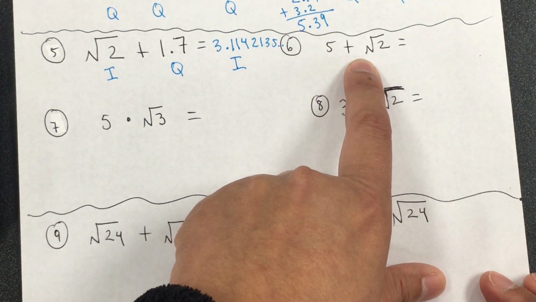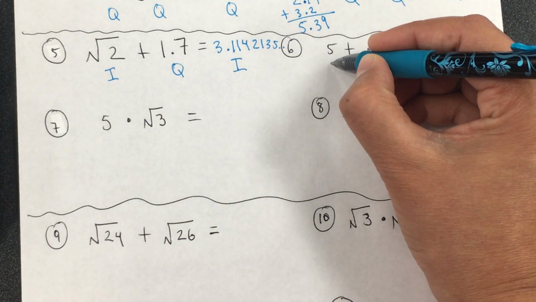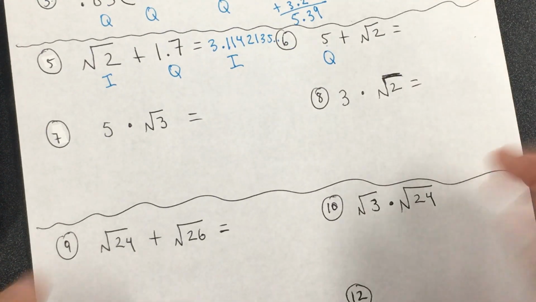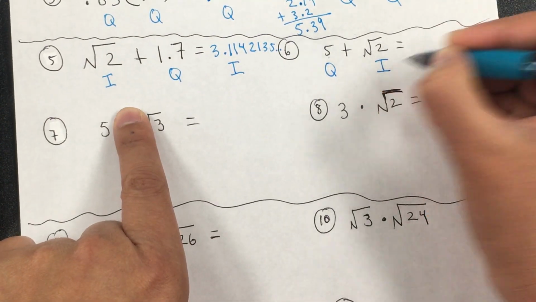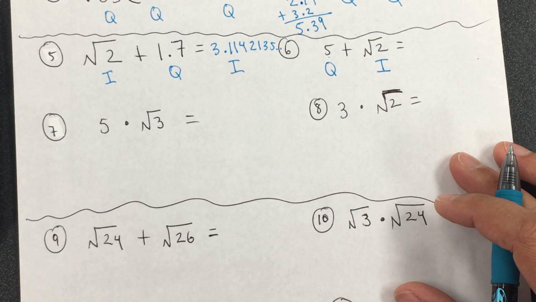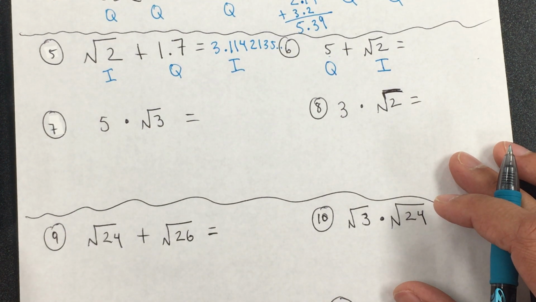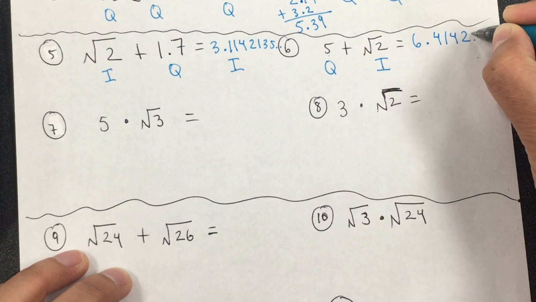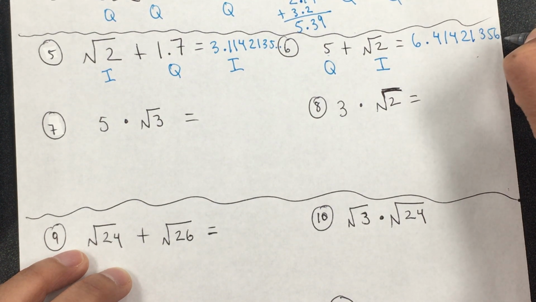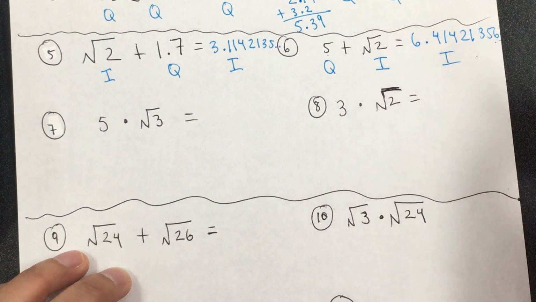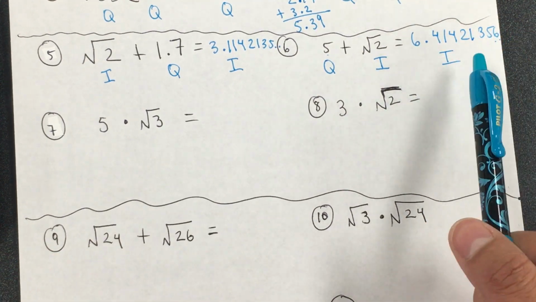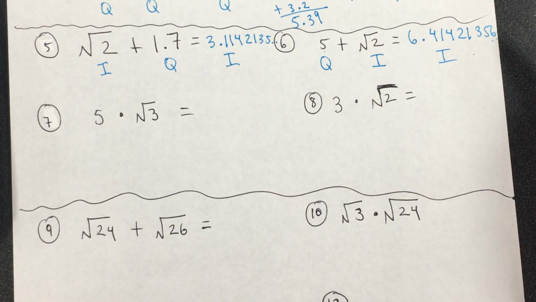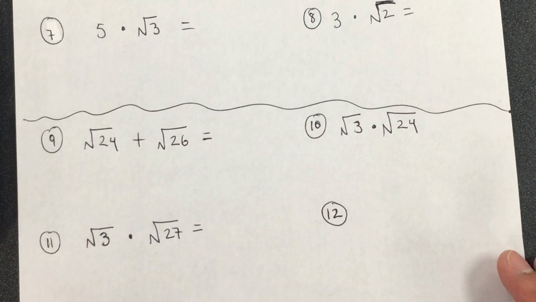The next one is 5 plus square root of 2. This is a rational number because you can put it over 1 and that becomes a fraction. The square root of 2 is irrational. We already learned that from here. And so 5 plus square root of 2 equals 6.41421356, etc. That's irrational as well. I don't see anything repeating in there. And by repeating, I mean like it would be 414, 414, 414, the same pattern.